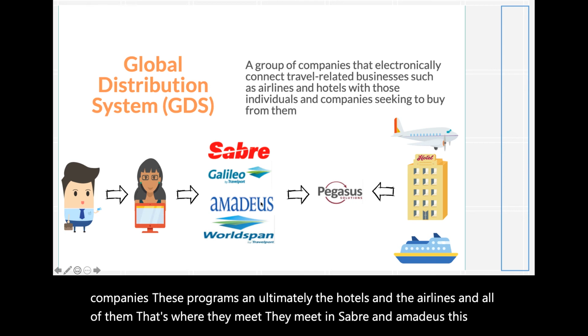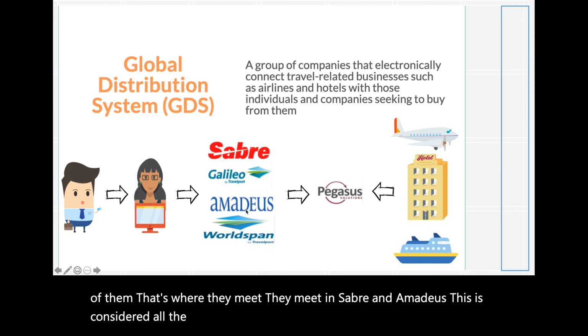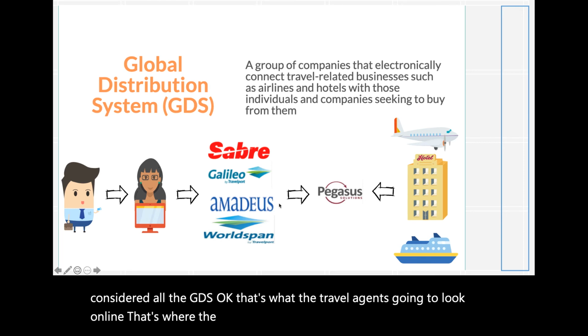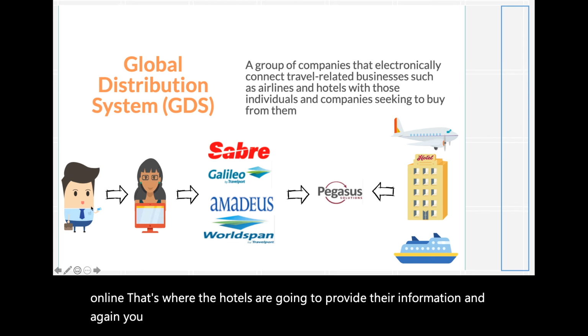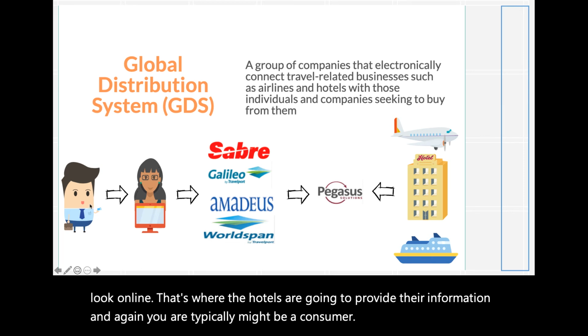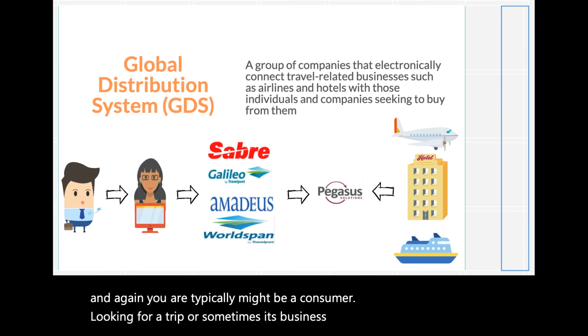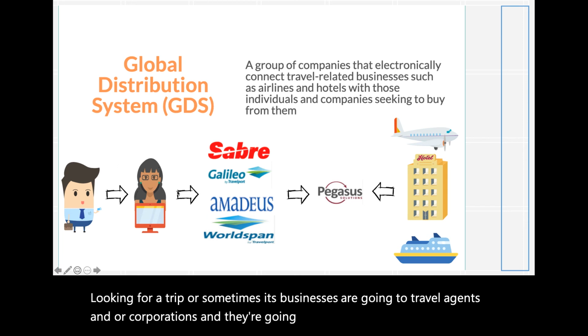That's where the travel agent's going to look online. That's where the hotels are going to provide their information. And again, you might be a consumer looking for a trip, or sometimes businesses are going to go to travel agents or corporations, and the travel agent's going to help book them those rooms.